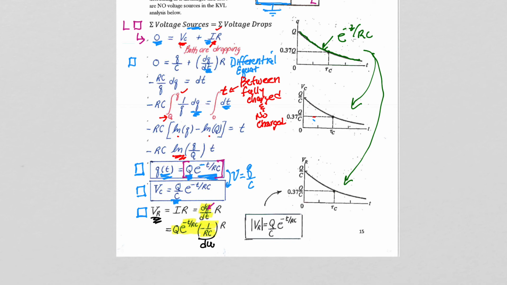So when we take du of e to the u, remember your derivative of exponentials, it's e to the u du. So the -1 on RC is the du that we get, and that's where we get the voltage drop. The negative would indicate it's a voltage drop. So the absolute value is what we're looking at here. Q on C, the maximum voltage on the voltage drop across the resistor happens immediately, and then it drops off exponentially. So much easier analysis than the charging of the capacitor.